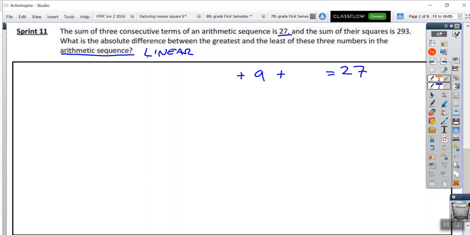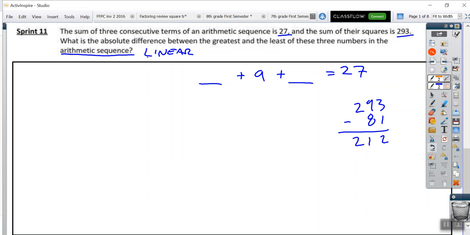Now the trick is we need to find these numbers here: 9 plus something, 9 minus something. Now there's a trick that helps us here. We know the sum of their squares is 293. We know what the square of 9 is, 81. So if I subtract out my 81, we get 212.